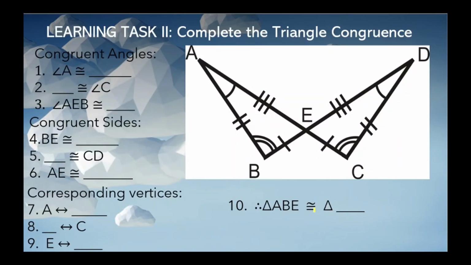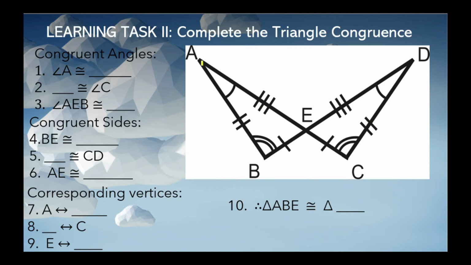Alright. So we are done with triangle congruence, or how we are going to identify that two triangles are congruent. Based on our examples, I hope you learned a lot. So for our learning task number 2, complete the triangle congruence.